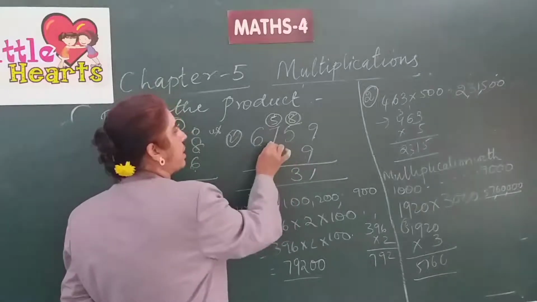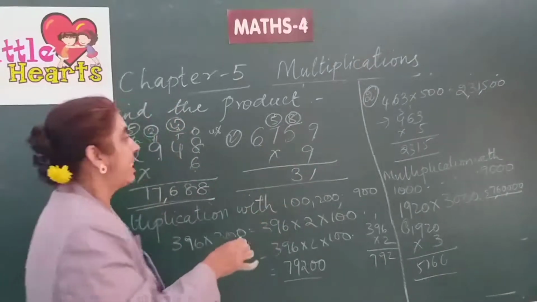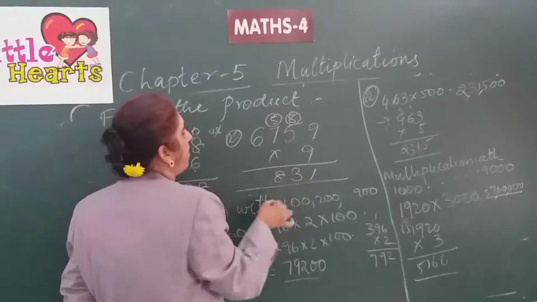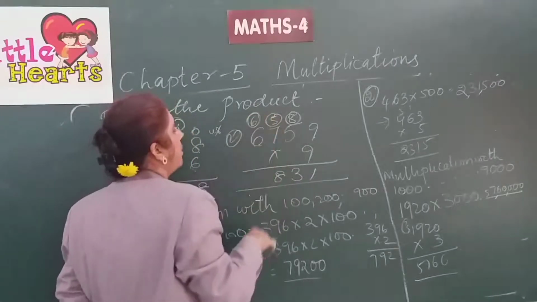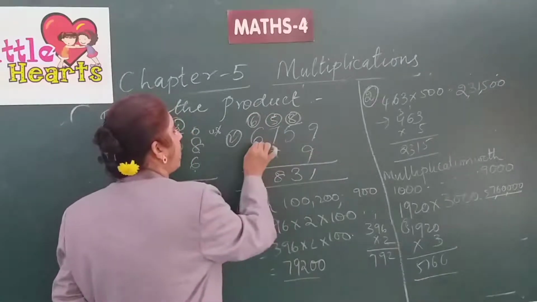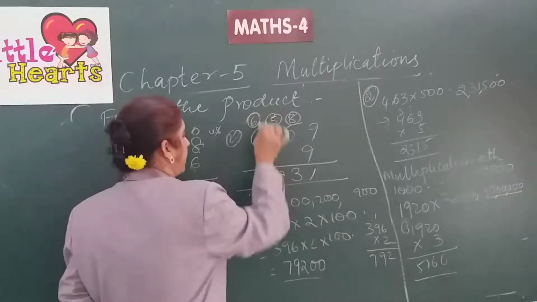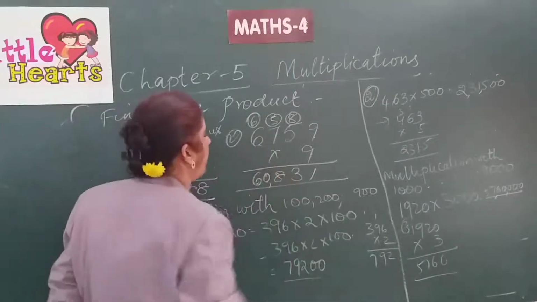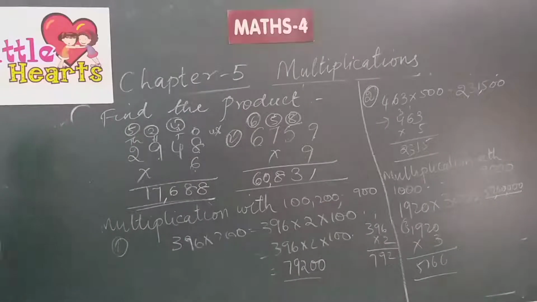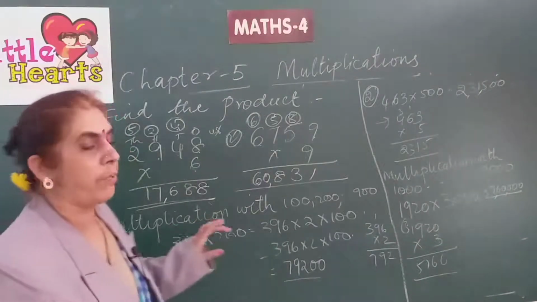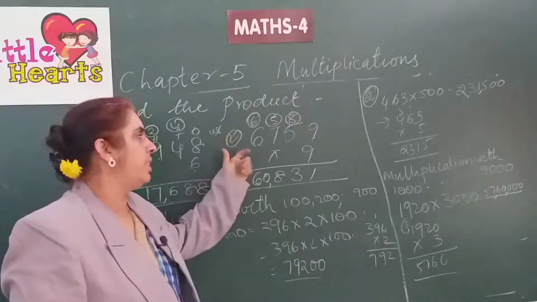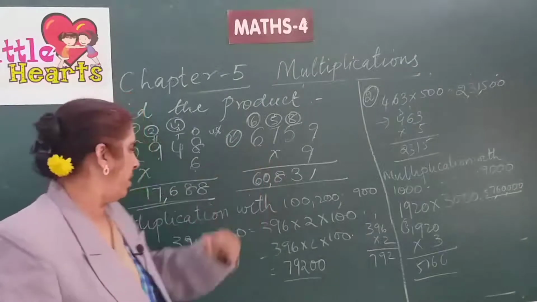9 7s are 63 plus 5, 68. 8 in the hundreds, carry 6 to the thousands. 9 6s are 54 plus 6, 60. 60,831. This is the common way or short way of multiplying a 4-digit number by a single-digit number.